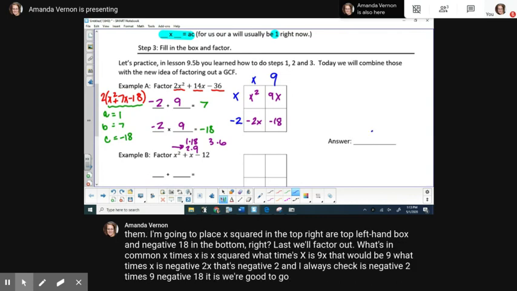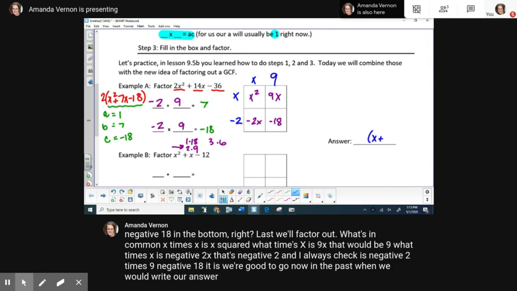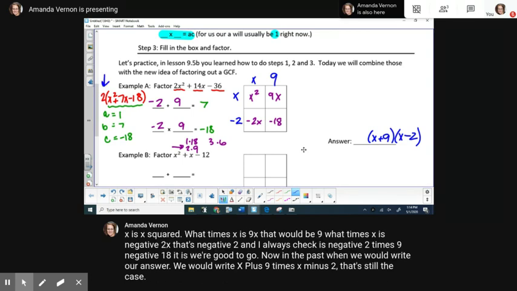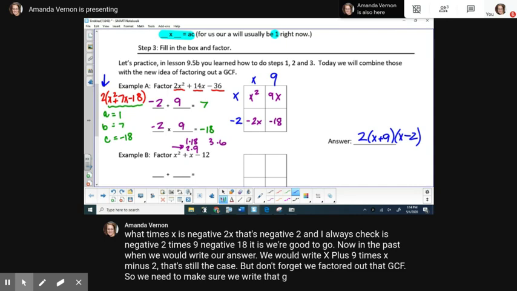Now, in the past, when we would write our answer, we would write x plus 9 times x minus 2. That's still the case. But don't forget, we factored out that GCF. So we need to make sure we write that GCF in as well. Let's take a look at example B.